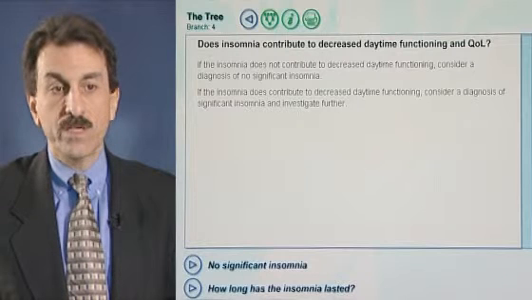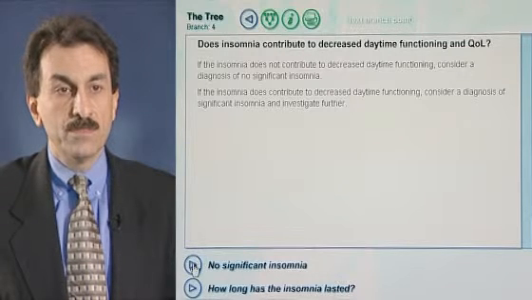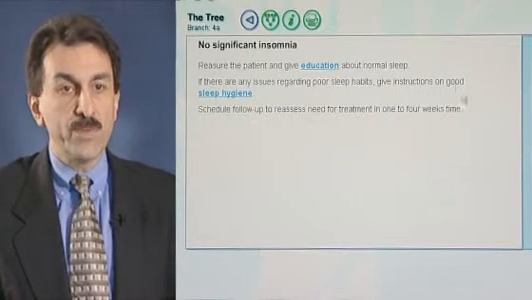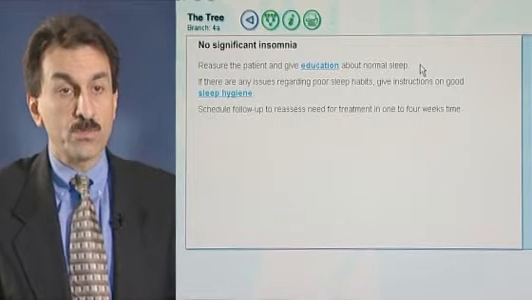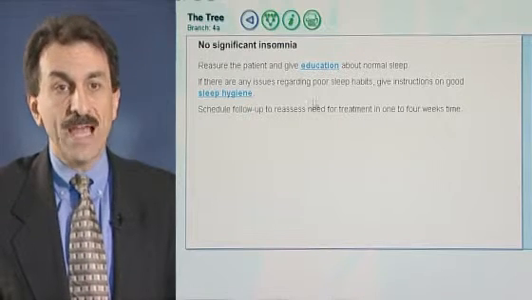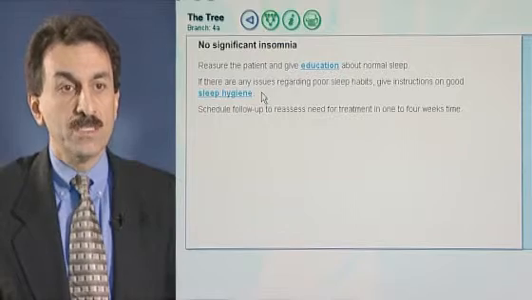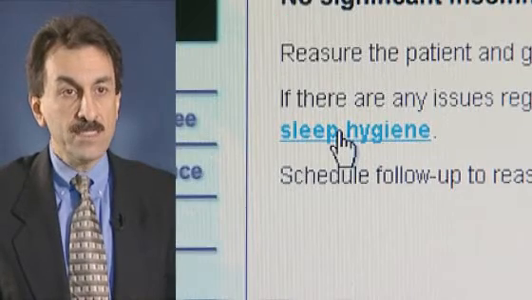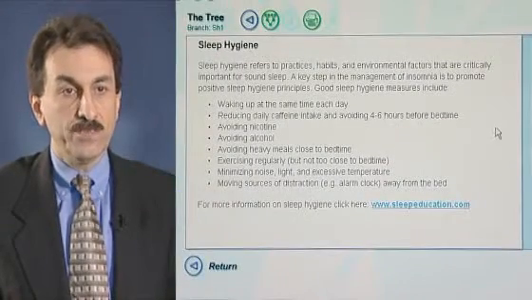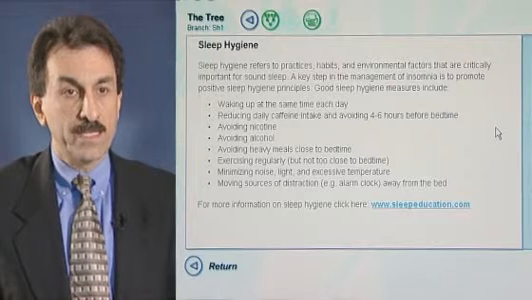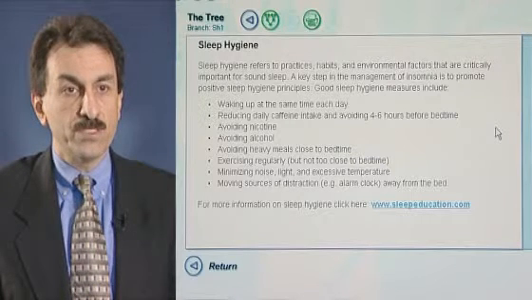If this is the case, we can click on the top arrow, which will allow us to give the patient some education about normal sleep and also perhaps instruct the patient on good sleep hygiene. Let's click on the sleep hygiene button, which will get us again to important information that we can relay to our patients.